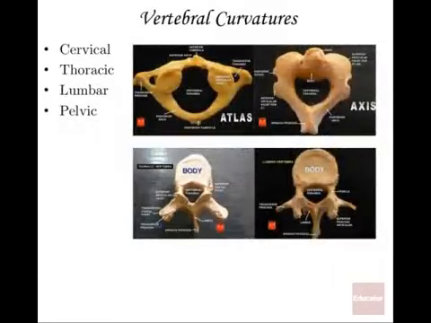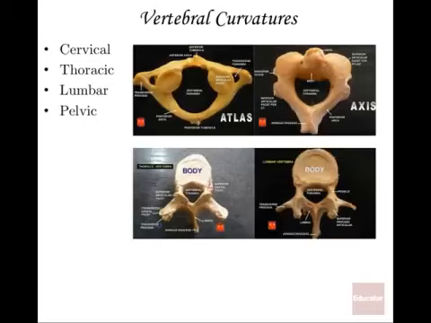When you look at the vertebral curvatures, there are 4 major ones. There's the cervical, meaning neck, the thoracic, which has to do with your thoracic cage, the lumbar or lower back, and then finally the pelvic curvature, also known as the tailbone. There are 2 bones I wanted to show you from the cervical vertebrae, and you actually do have 7 neck vertebrae. They're just called C1 through C7.